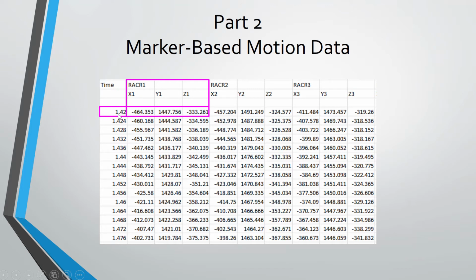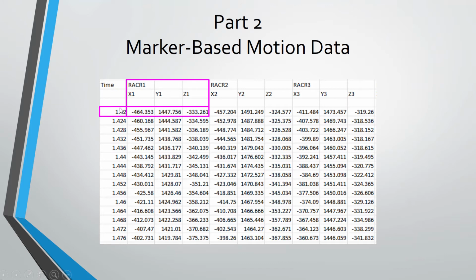Remember, data is being captured at 250 Hertz, or 250 frames per second. That means for every second, there are 250 sets of coordinates for that marker. You can see along the left-hand side here, the progression for each of the time points is 0.004 of a second. If you divide 1 second by our capture rate of 250, that will equal 0.004.